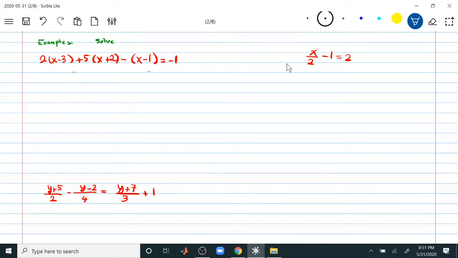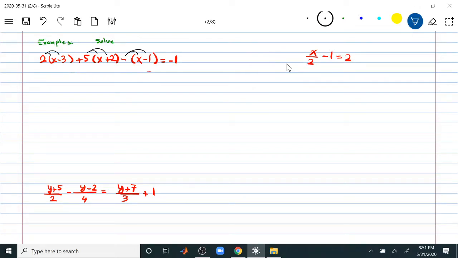2 times (x minus 3) plus 5 times (x minus 2) minus (x minus 1) equal to negative. First step is always get rid of the parentheses. How do you do that? You do it by distributing. This coefficient 2 is multiplied to both terms. Coefficient 5 is multiplied to both terms in the parentheses. This negative is a negative 1. You have to distribute it to each term.